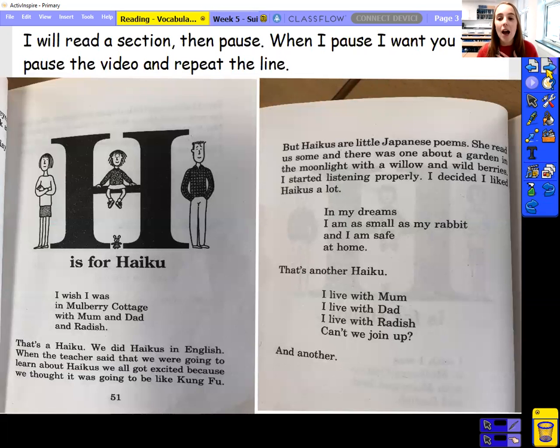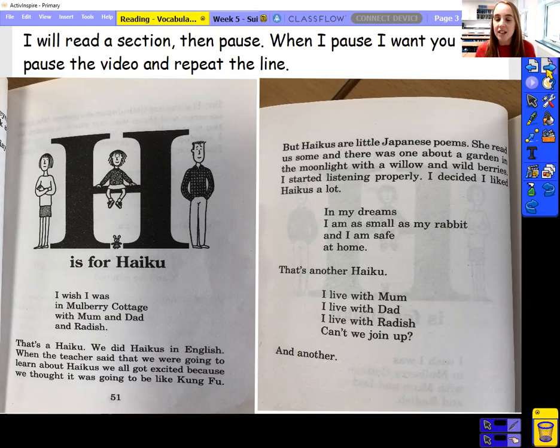Now, I'm going to read the next chapter of our book, and this is called H is for Haiku. I'm going to read this, and when I stop my sentence, feel free to stop your video and read it along with me, okay? And really be working on our expression. Remember, when we're reading, we want to sound nice and fluent, and we want to get in that beautiful expression. We want to scoop up the words together rather than reading like a robot, okay?